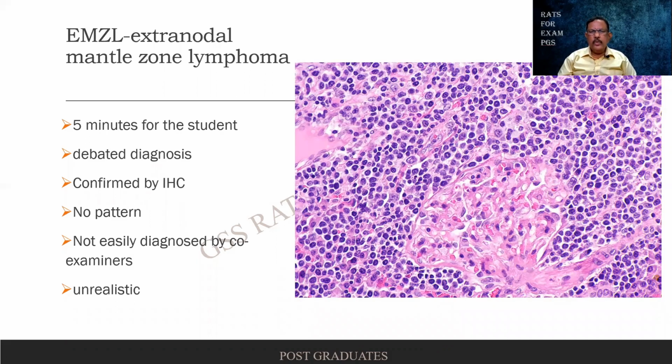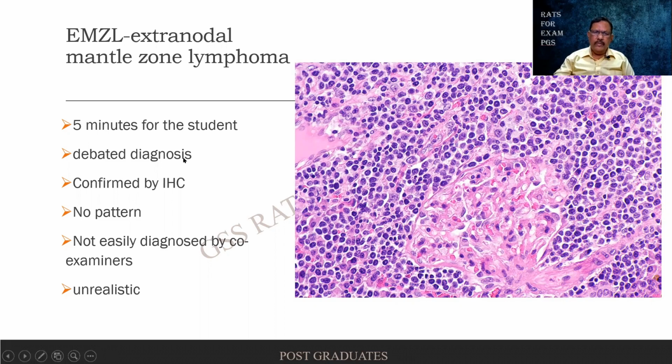How is a student expected to make this diagnosis in 5 minutes? That is why in an earlier slide I said there will be a slide with a pattern. Many such diagnoses are post-immunohistochemical diagnoses, and would have been arrived at after a lot of discussion, a lot of reference with the books and so on. So such slides will definitely not be given in the examination. Even if an examiner provides it, the others will remove it.